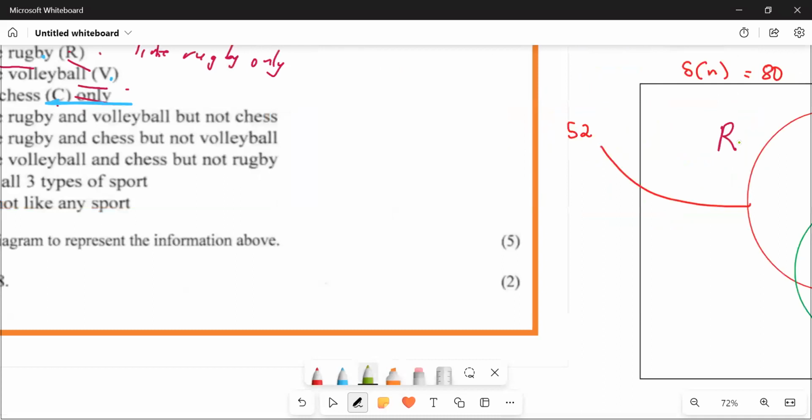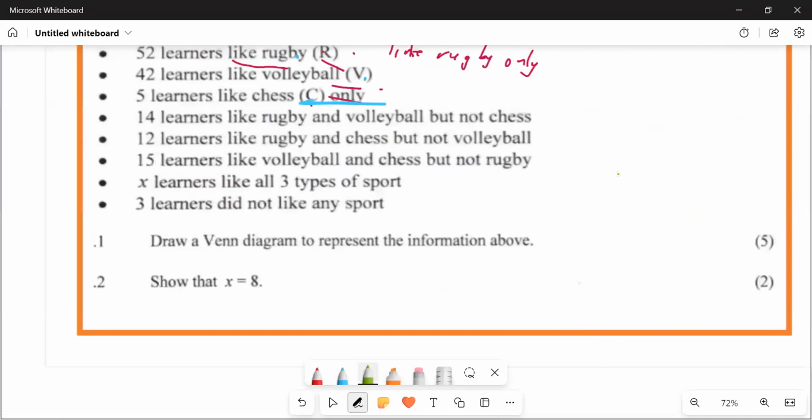And then if we move on, they say we now have 14 learners who like rugby and volleyball, but not chess. So in other words, how could they have written the statement here? I agree they say 14 people like rugby and volleyball, okay? But these people do not like chess. What does this mean? It means they like rugby and volleyball only because they don't like chess. So another way the statement could have said it is 14 learners like rugby and volleyball only.